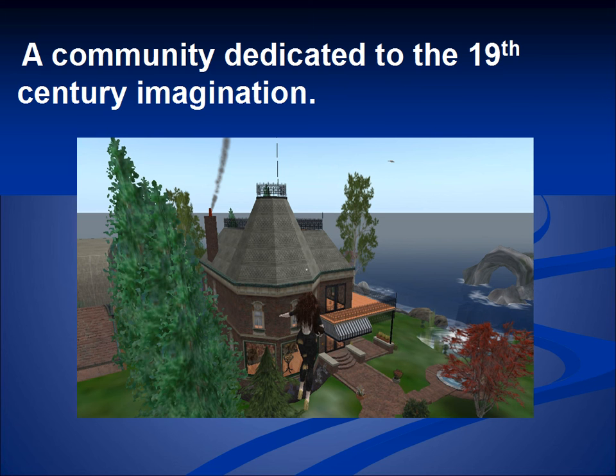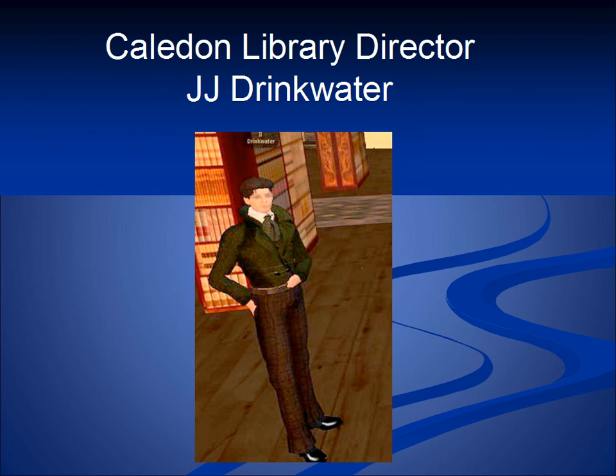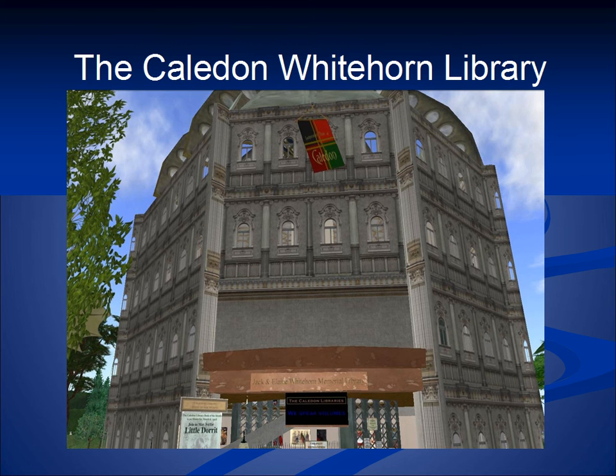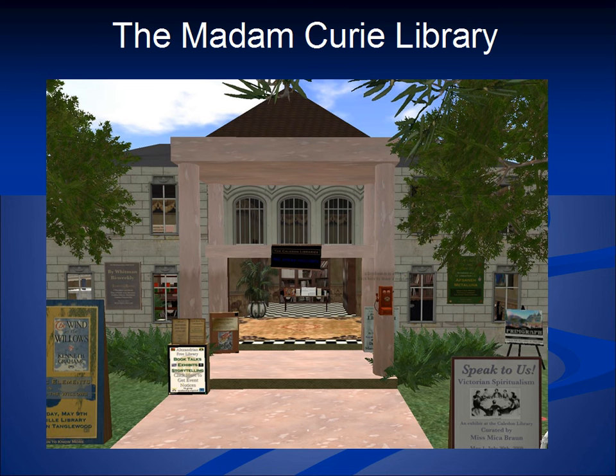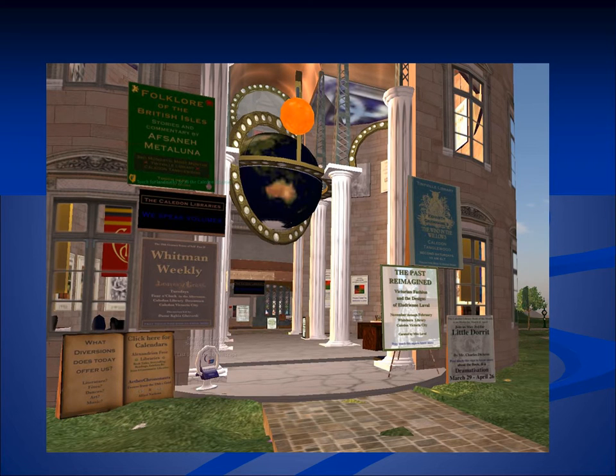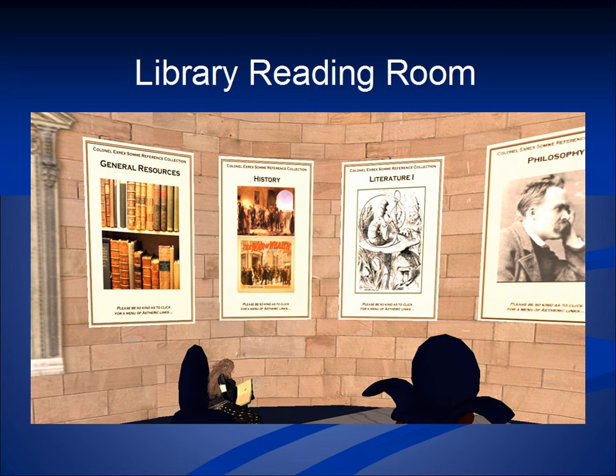Caledon is a community dedicated to the 19th century imagination. Its library director is J.J. Drinkwater. Among the many libraries in Caledon, there's the Whitehorn Library and the Madame Curie Library. All of the libraries in Caledon provide a variety of resources, services, and events for its members. Here's a screen capture of one of the library reading rooms in Caledon. If you were to click on any of the posters, it would generate links to resources on those subjects.